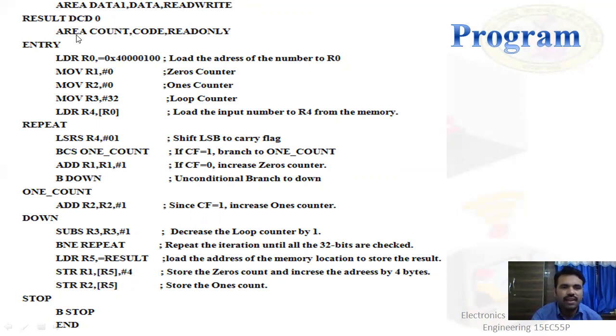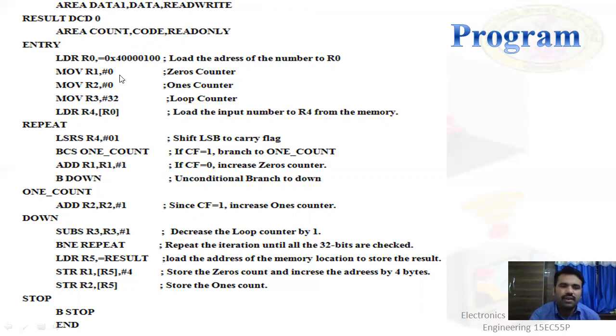Again, we are going to use the AREA directive along with the CODE directive, which indicates that we are going to use this memory section for writing the code. And this READONLY indicates that we have only read-only access to these particular memory locations, right? The ENTRY directive indicates the entry to the code. Now LDR R0, =memory location value. Here we are assuming that the input value is stored at this particular memory location. This is a pseudo instruction. It will load the immediate value to the register R0.